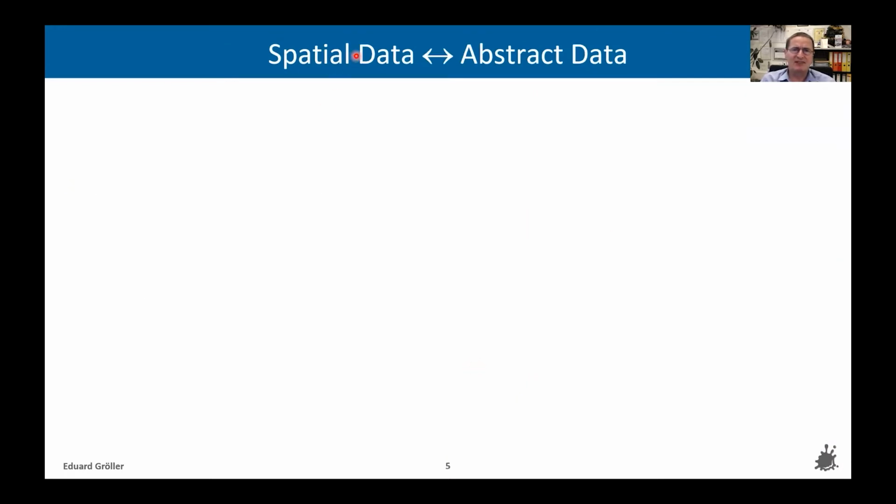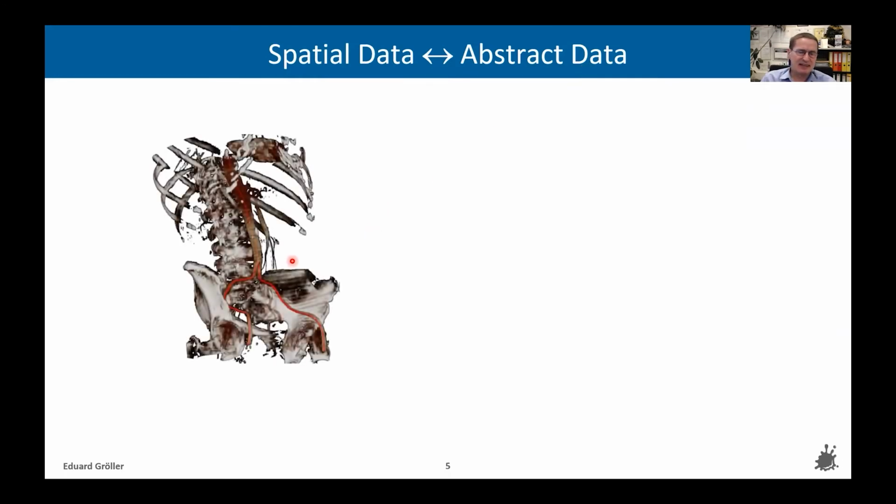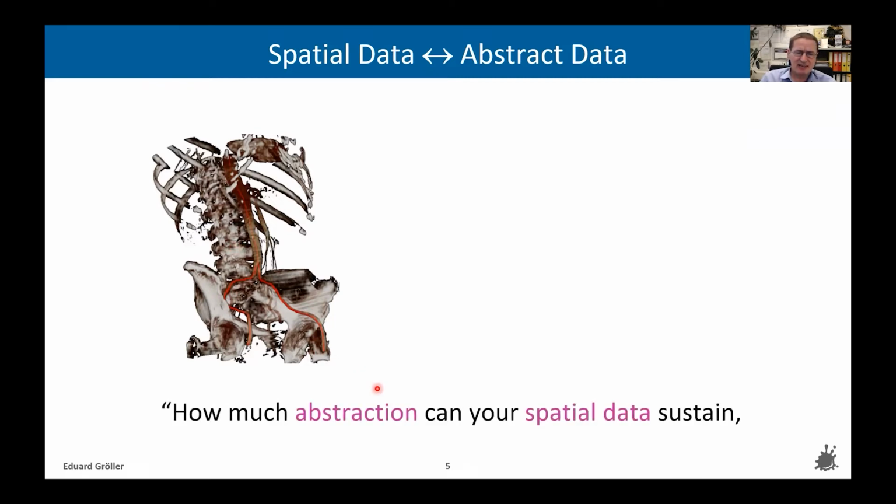And let me point out the special connection between spatial data and abstract data. Let's take an example from medicine. Here, the blood vessel, this vessel tree, is of interest. The bones are the context information that can be eliminated at some point in time. How am I showing this data? So the question is about abstraction. What is important? Do I need to show the bones or can I do without? For surgical planning, the bones will be helpful. For other planning, maybe not. So the question is, how much abstraction can your spatial data sustain?